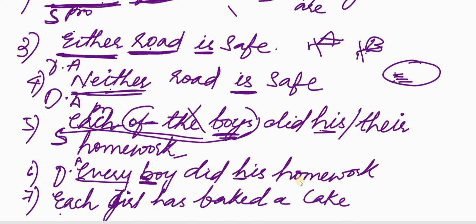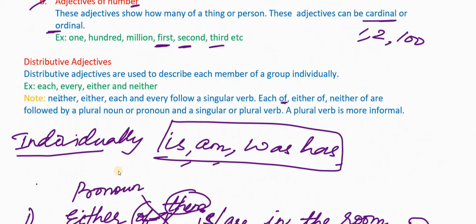In the last sentence here, each girl has baked a cake. Now each here is a distributive adjective. Why? Because it is describing each member of the group, each individual girl. Hence, it is a singular distributive adjective, and as it is singular, we have to use the singular verb has. I hope you have understood the concept of distributive adjectives and distributive pronouns.